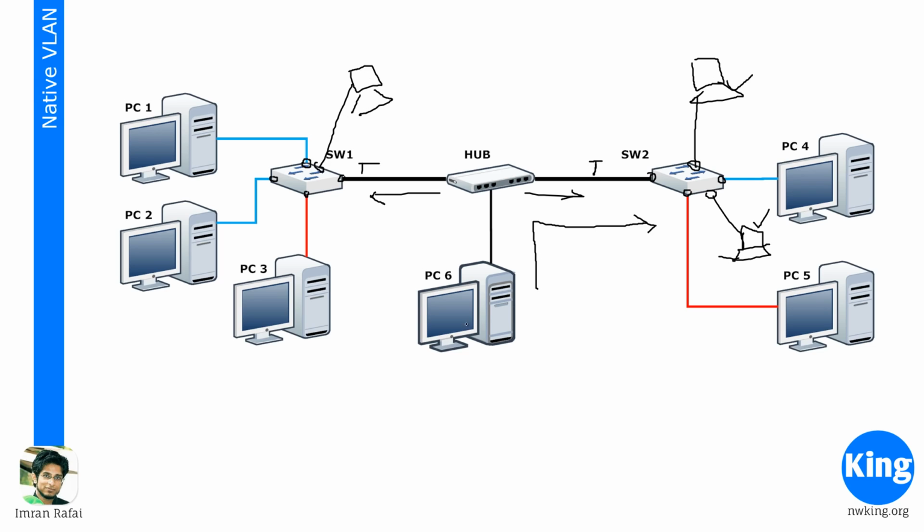Similarly, now this PC, when it's communicating, it doesn't have a VLAN tag. So it says, okay, I can't see any VLAN tag on you. That means you are from VLAN 1. They put him here and then he can communicate with this PC.